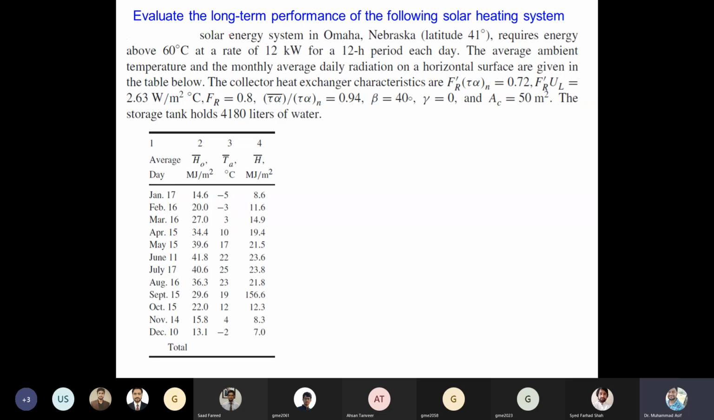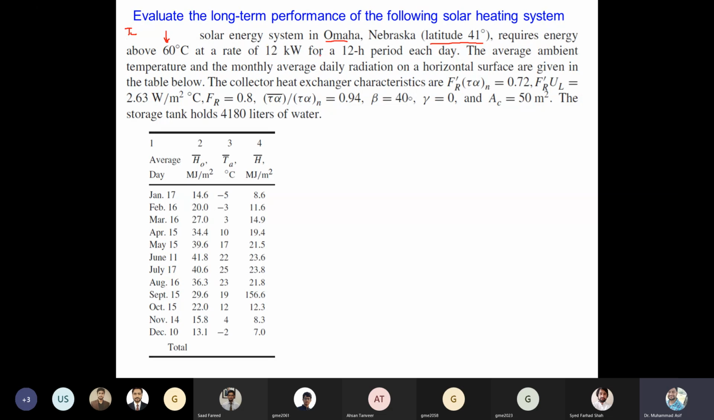The given data is that the solar energy system is installed in Omaha, whose latitude is 41 degrees, and requires energy above 60 degrees C. So that's the minimum temperature, right? Above 60 degrees, at least this is the minimum. So this is T minimum, right? At a rate of 12 kilowatt for a 12-hour period each day. So this is the load.